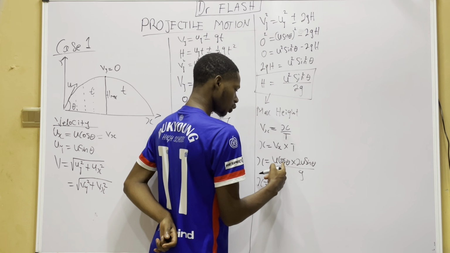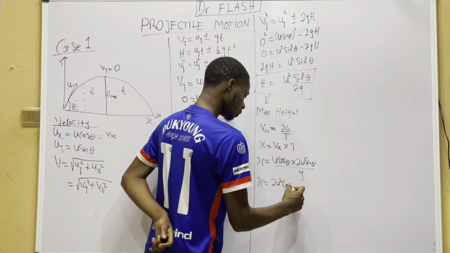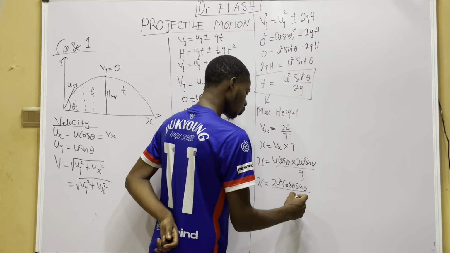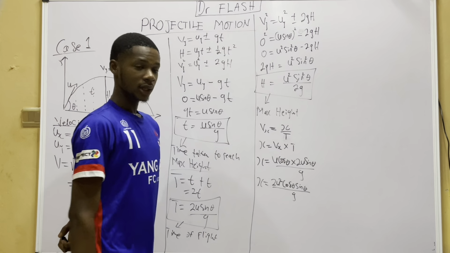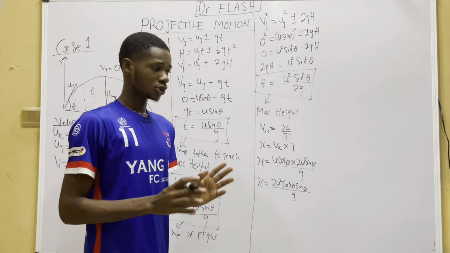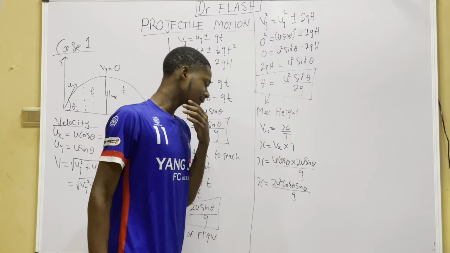Okay, and cos theta sine theta gives you cos theta sine of theta over g. Okay, that's what we're going to get. But I think we can simplify this further using some trigonometrical functions. Okay, so this should be quite easy.